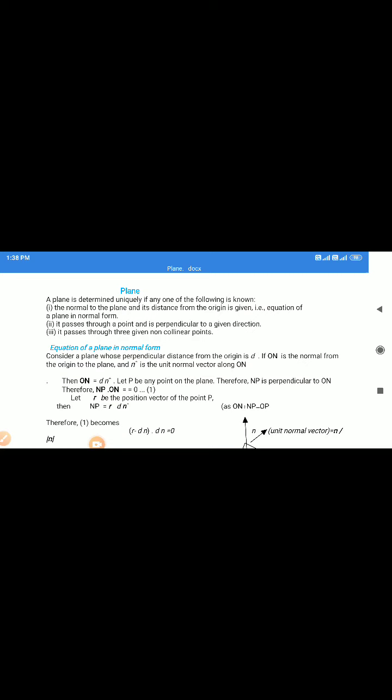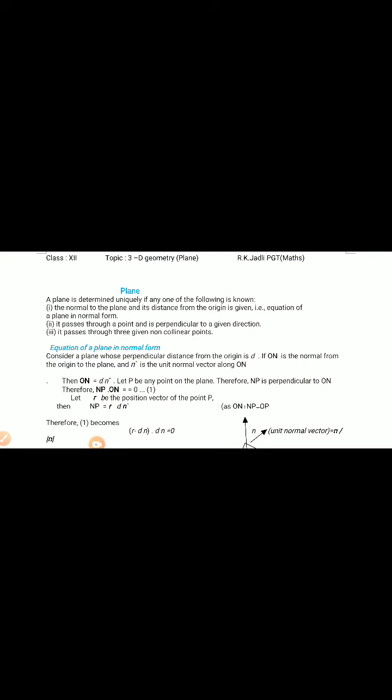Second, it passes through a point and perpendicular to a given direction. This is the second equation of plane. And third, it passes through three non-collinear points. These are basic equations of the plane. Now, equation of plane in normal form.